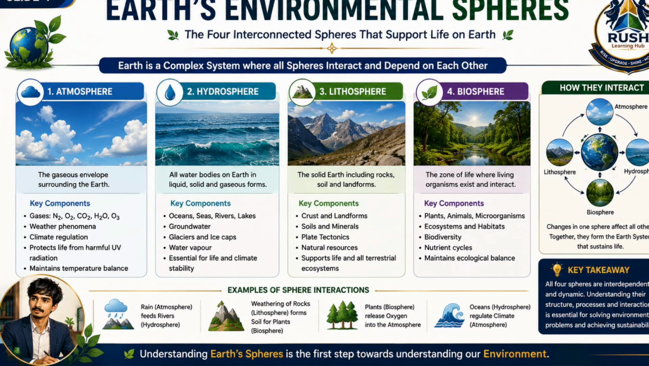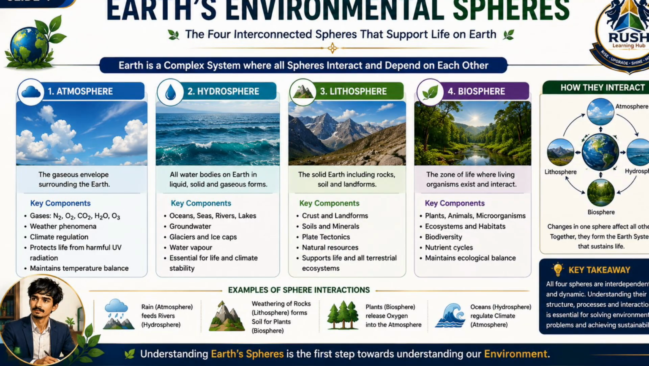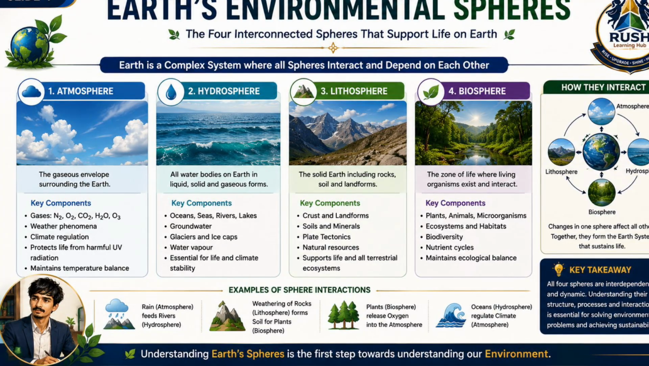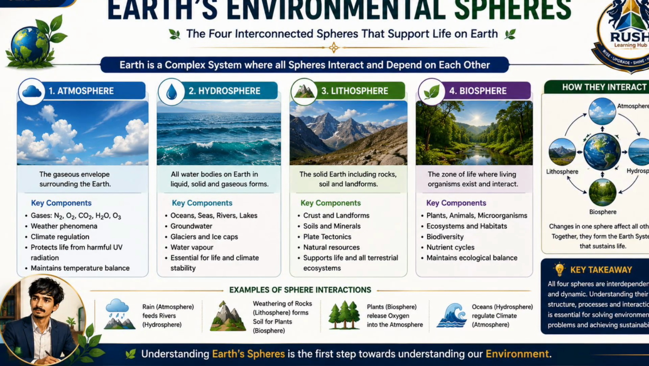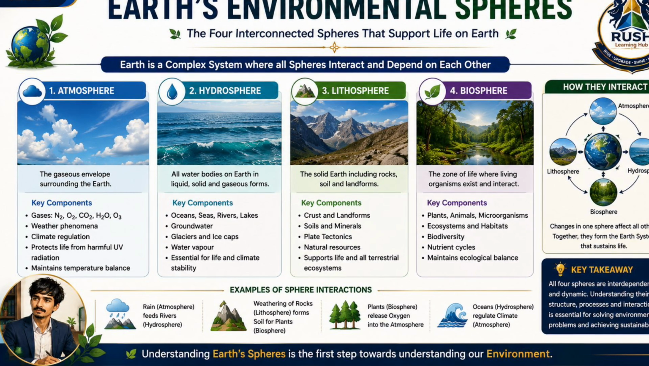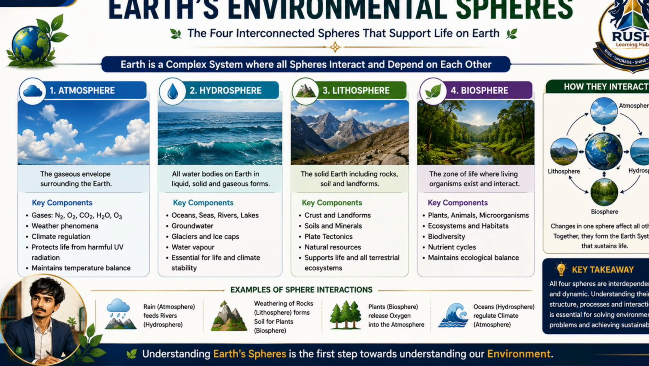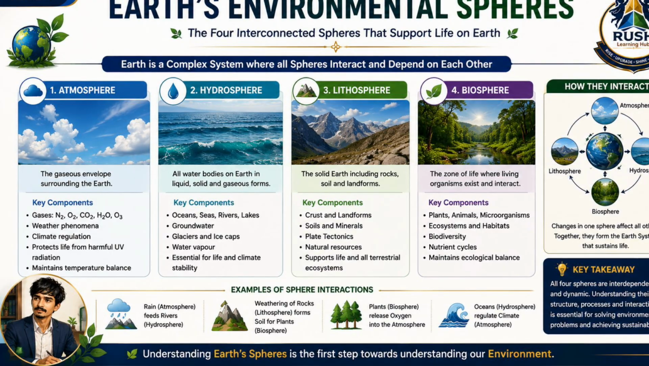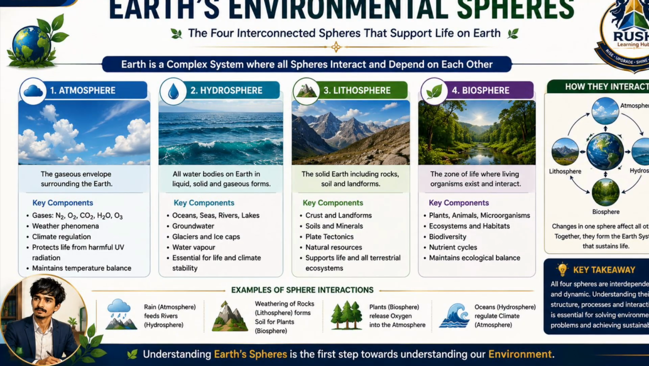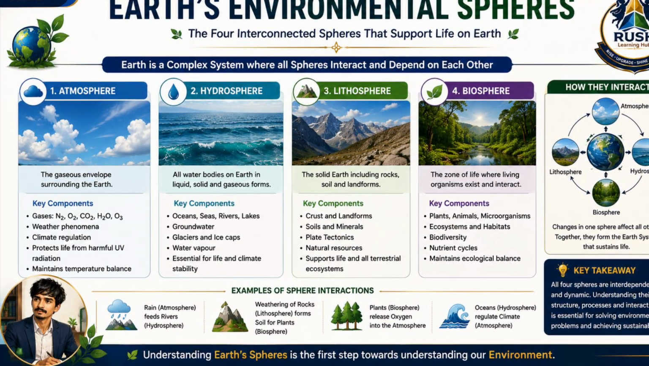Now let us discuss the hydrosphere. The hydrosphere includes all forms of water present on Earth. This includes oceans, seas, rivers, lakes, groundwater, glaciers, polar ice caps, atmospheric moisture, and water vapor. Water covers approximately 71% of the Earth's surface, making it one of the most dominant components of the Earth system. The hydrosphere plays a crucial role in supporting life. Water acts as a universal solvent, participates in biological processes, regulates climate, transports nutrients, and supports aquatic ecosystems.